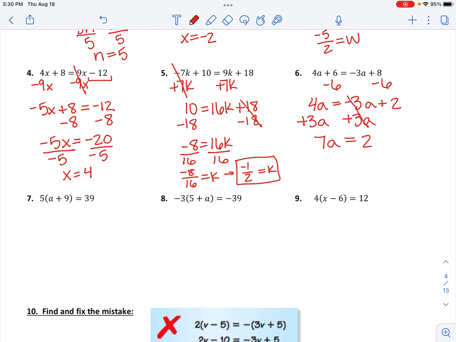Last thing, 7 times a. We're going to undo that multiplication with division. This fraction will not simplify, so I'm going to leave it as 2/7.